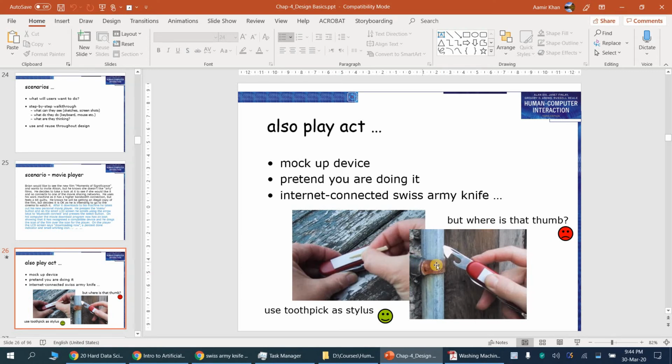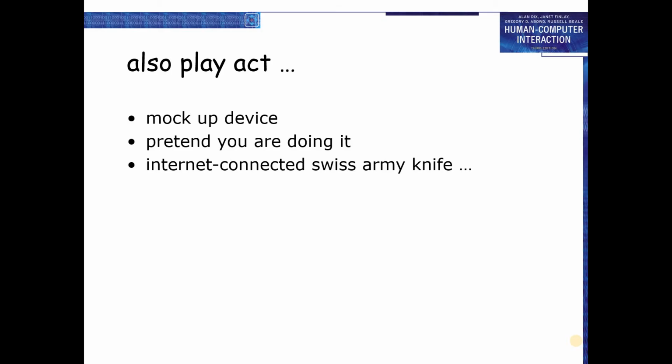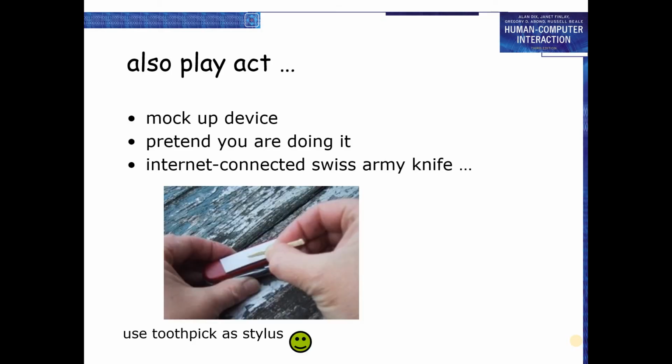So how to do this? You will read the instructions from the internet and then you will try to do it practically. For this purpose, you use a small toothpick. This is a small stick. You want to use it as a stylus to select some options on the screen. Now this is one of the designs which is possible.